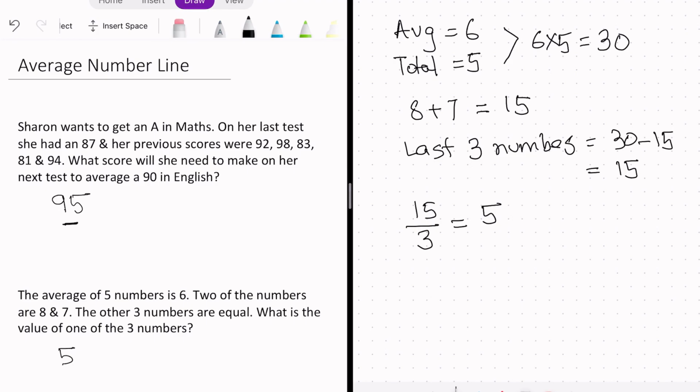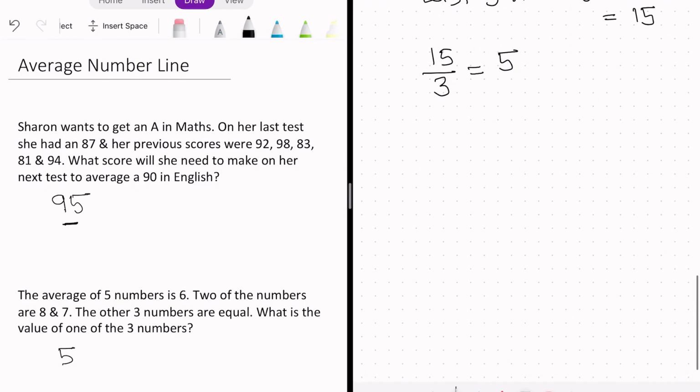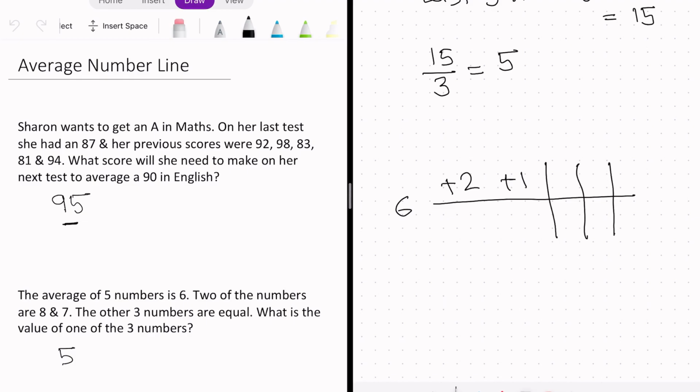Now let's look at doing the same thing with the average number line. So we know the average number is 6. And we have two numbers. The first number is 8, which is 2 more than 6. The next number is 7, which is 1 more than 6. So we know the last three numbers, which will be here, should be such that the total that we get here, above the average, has to be equal to 0.